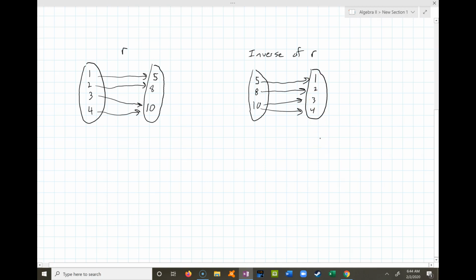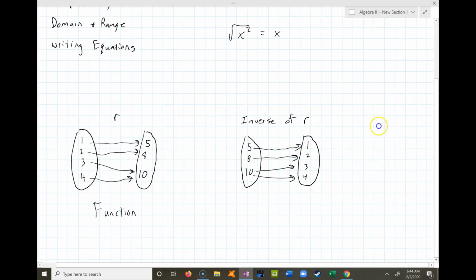Now notice in this example, r is a function because every input goes to only one output, but its inverse is not a function because 10 is going to 2 different outputs. So just because something is a function doesn't guarantee that its inverse is also going to be a function.